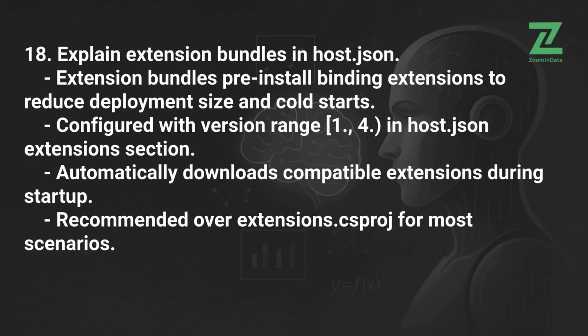18. Explain extension bundles in host.json. Extension bundles pre-install binding extensions to reduce deployment size and cold starts. Configured with version range [4.*, 5.0.0) in host.json extensionBundle section. Automatically downloads compatible extensions during startup. Recommended over extensions.csproj for most scenarios.